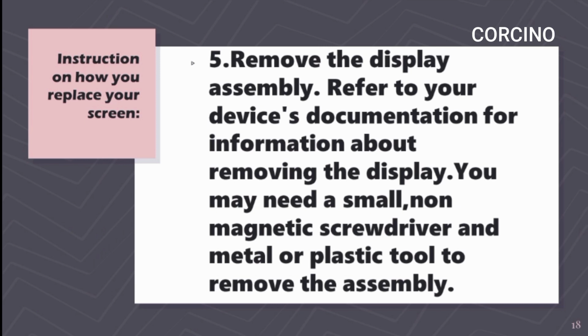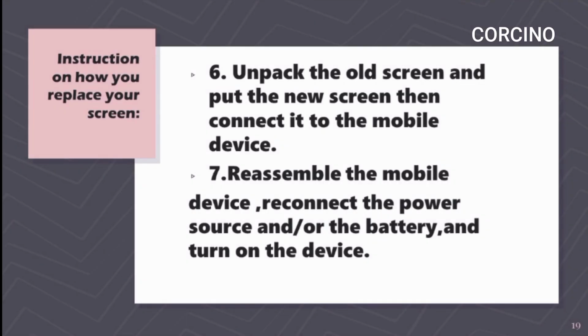Fifth is, remove the display assembly. Refer to your device's documentation for information about removing the display. You may need a small non-magnetic screwdriver and a metal or plastic tool to remove the assembly. You need to disassemble the display to put the new screen in easily. Sixth is, unpack the new screen and put it in place, then connect it to the mobile device. And the last step is, reassemble the mobile device, reconnect the power source and/or the battery, and turn on the device.